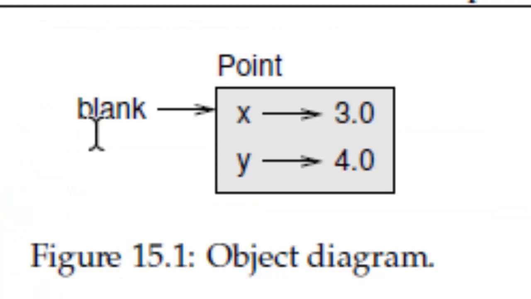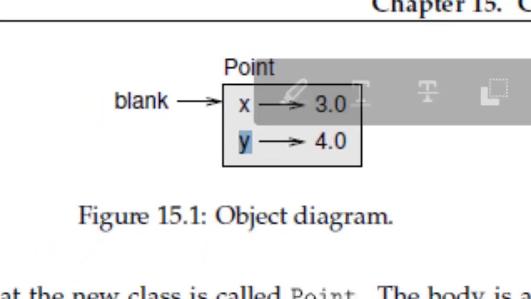There should be no confusion between the left-hand side variable x and the right-hand side attribute x. The same concept is shown here using an object diagram. You can see here the class is Point, and the object blank is pointing to the attribute x and attribute y.